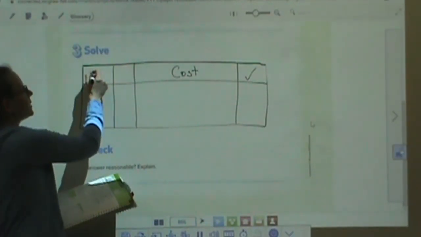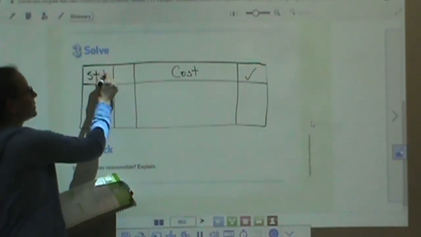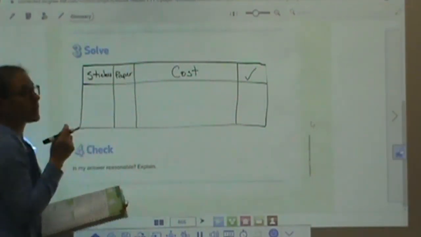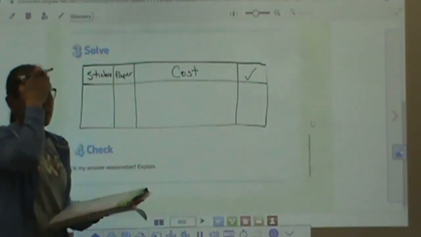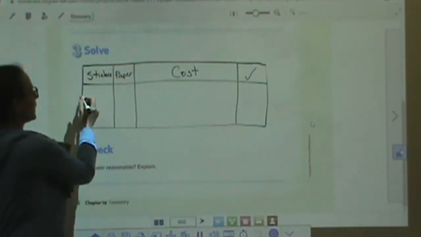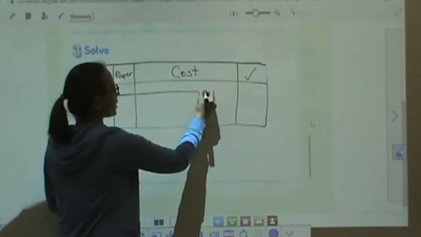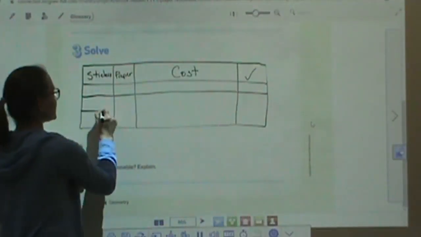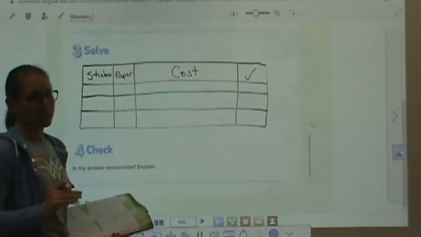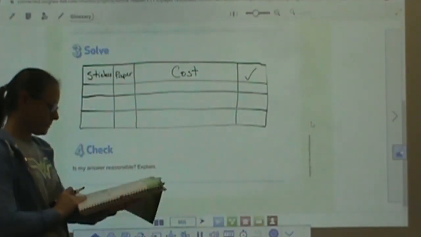And here is our stickers and our paper. Those are our 2 supplies that she bought with $23. Just to separate it a little, I'm going to go ahead and make 3 different rows, hoping that I only need 3 times to make my guesses.